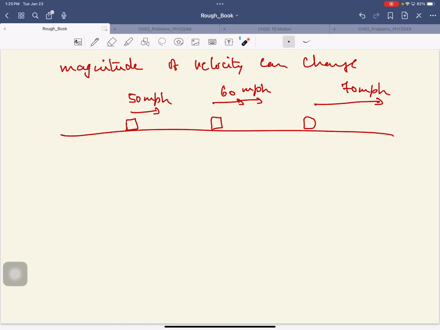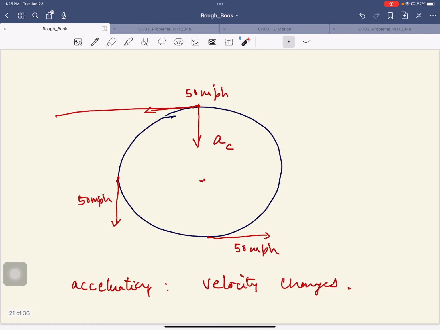And when only the magnitude changes, it turns out that the acceleration is tangent to the path. And when only the direction changes, the acceleration is perpendicular to the path. Of course, you can have a combination of both. But those are the two extreme cases.